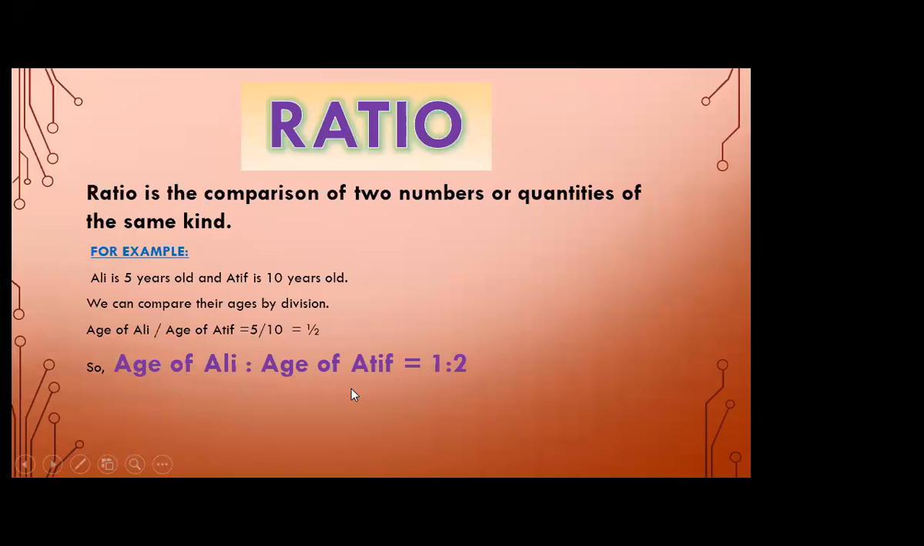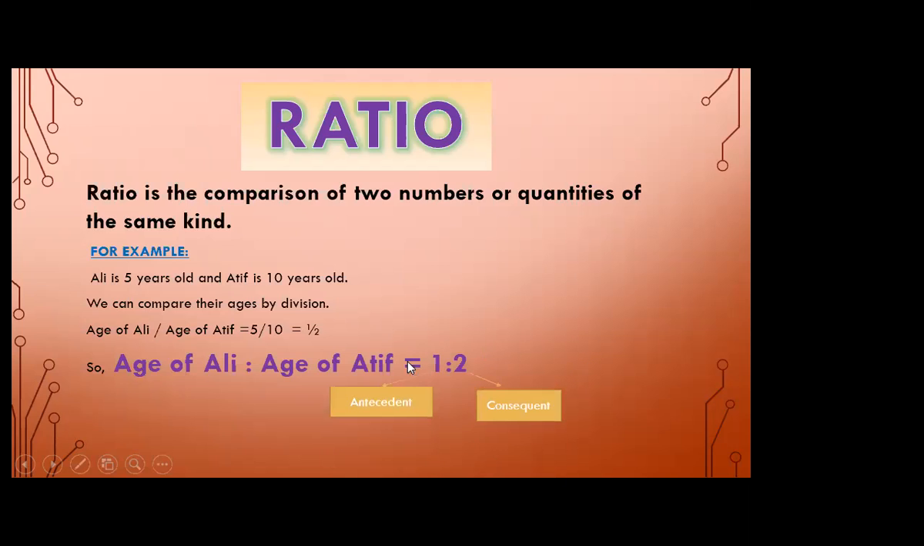If I am comparing the prices, I can compare, for example, the price of sugar and the price of tea, but I cannot compare the age of Ali with marks of Atif. Okay, the quantities must be same. So that means ratio is a comparison of two numbers or quantities of same kind.